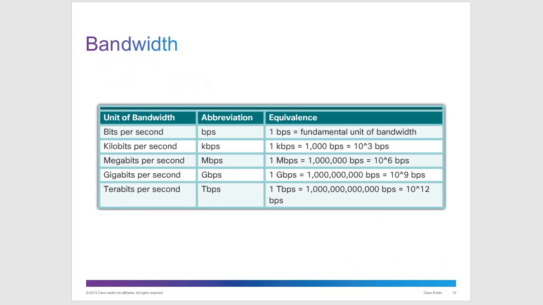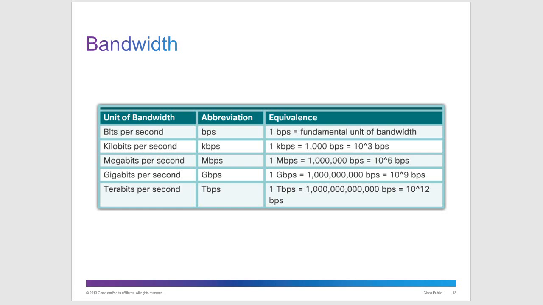Bandwidth. Bandwidth is, I guess you could say, the optimal speed of your connection. What you have the potential to reach based on the cabling that you're using, based on the devices that you're using. Usually measured in bits. When you're talking about speed, we typically measure in bits. When you're talking about storage space, you measure in bytes.